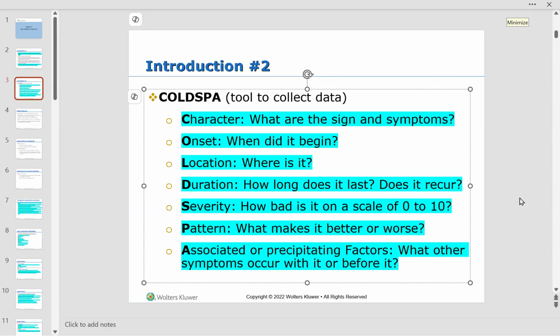In other words, when did it start? Did something happen? So your hip hurts. Well, when did it start hurting? Oh, when you fell. So there you go. That's the precipitating event. Okay, make sure you know this.